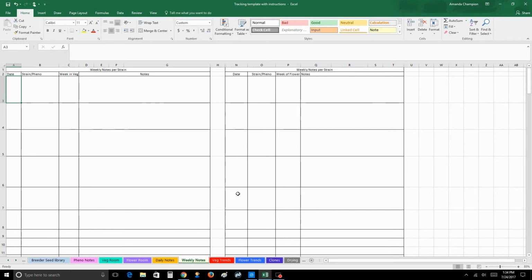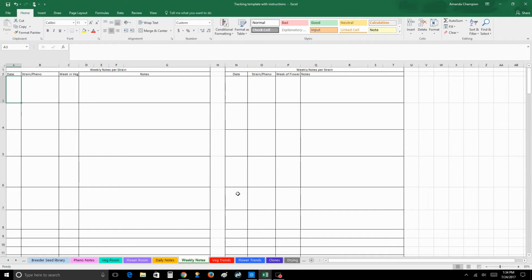Alright, and moving on to the weekly notes tab, it's going to be pretty basic. It's going to be similar to the daily notes tab. The big difference is you're not going to be notating the temps and humidity on this page. This is just a weekly wrap-up of what's going on.